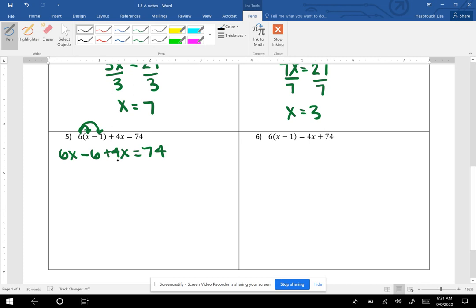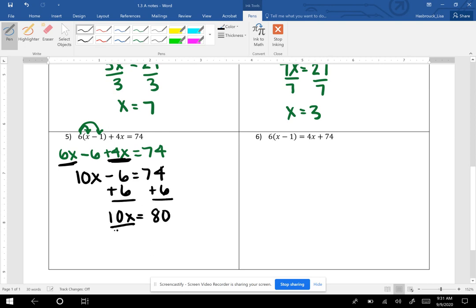Now, notice how the 4x and the 6x are on the same side. So I'm just going to combine them. 6x plus 4x to get 10x. Minus 6 equals 74. Now I add 6 to each side. I get 10x equals 80, and then we divide by 10. So x is equal to 8.